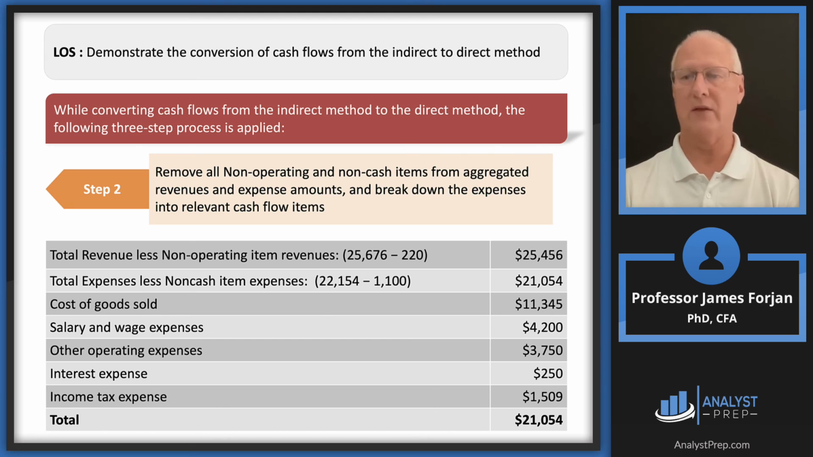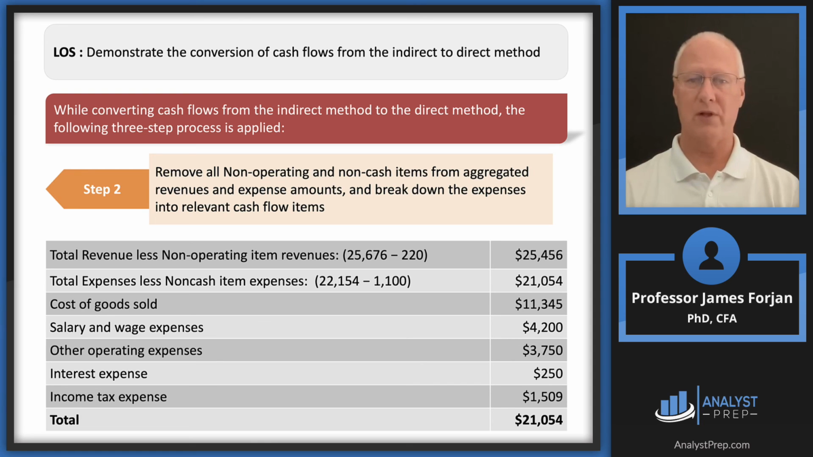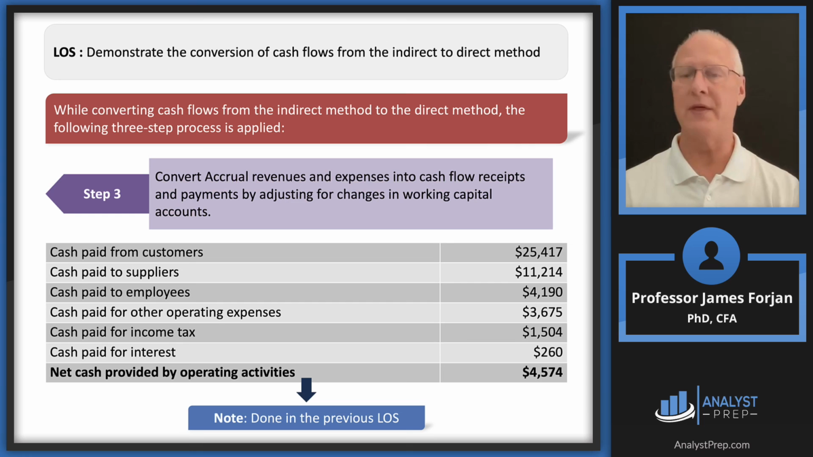So let's go ahead and break those 21,054 into cost of goods sold, salaries, other, interest, and income tax expense. Not quite sure exactly how much extra information we have in this step. And then all we do is kind of redo the direct method, which is exactly what we're doing here. And there's the 4574. Notice down at the bottom, we even say that we did this in the previous LOS.